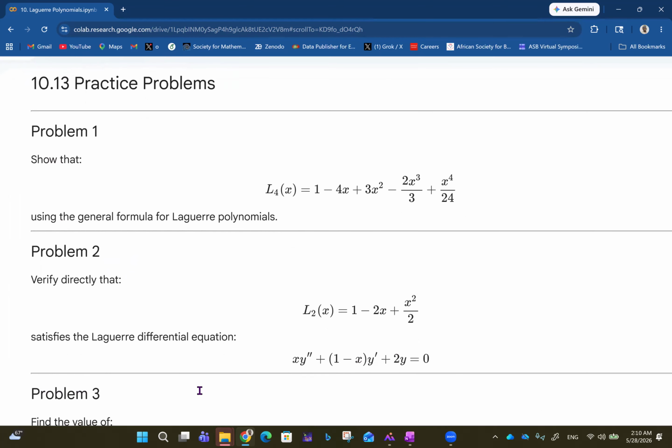First of all, we want to show that L4 of x is 1 minus 4x plus 3x squared minus 2x cubed over 3 plus x to the 4 over 24, using the general formula for Laguerre. Then you have problem 2 here.